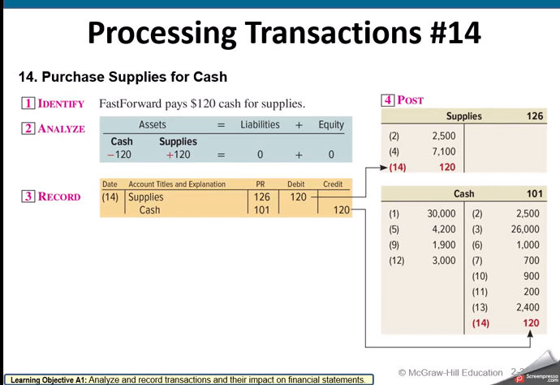Now we purchase supplies for $120. So supplies go up, cash goes down. So we debit supplies to increase that, and then we credit cash to decrease cash.